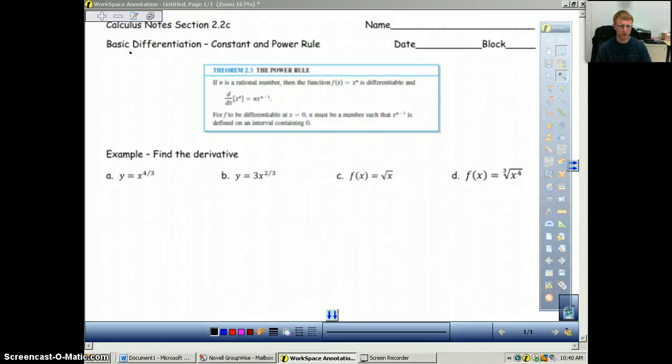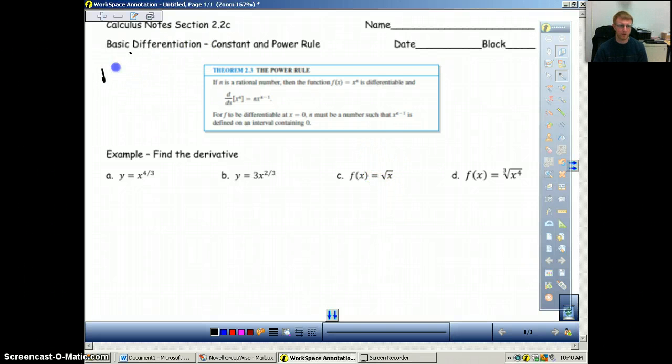This is going to be the third part of section 2.2. We're still using the constant and power rule. The only difference now is we're going to get into fractional powers and root powers. So one thing that we have to real quickly review is that when you have a root, that is the same thing as a fractional power.